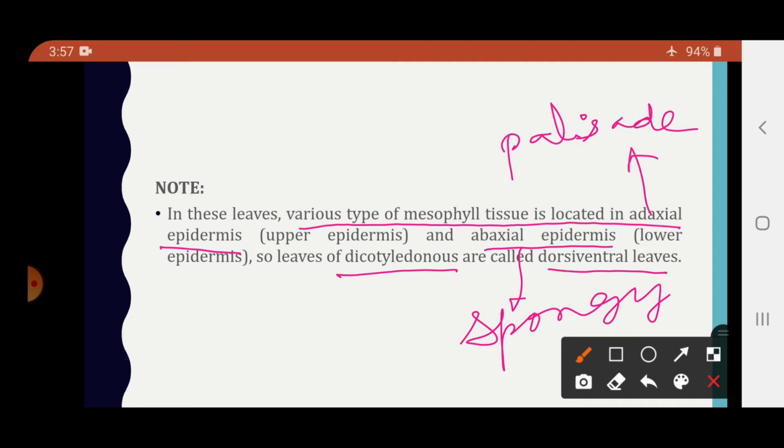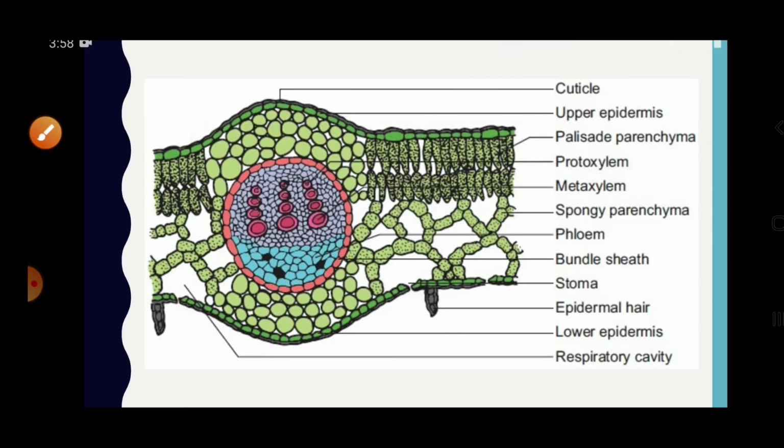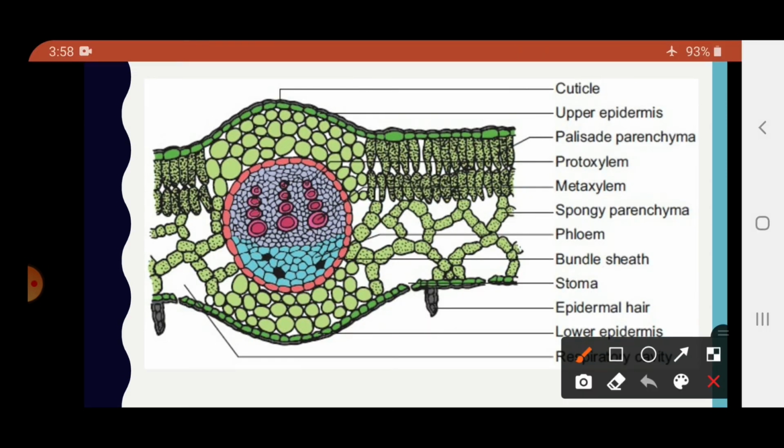the dicot leaves are called dorsiventral leaves. That is, there are two different types of tissues towards the lower and upper surface, and therefore it is called which type of leaf? The dorsiventral leaf. This is a diagram of the dicot leaf.